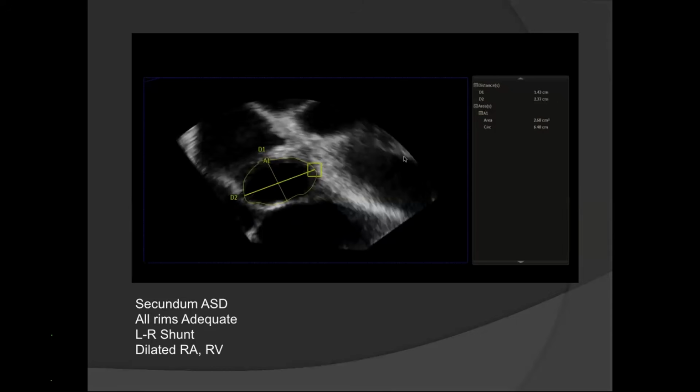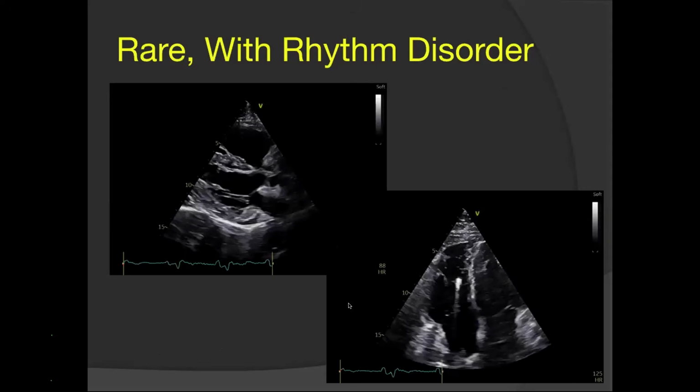Atrial septal defect size. By 3D echo, we can also measure the atrial defect size diameter and also the perimeter of the defect size. So it is helpful for the interventionist to decide about the device which can be put in. So the diagnosis would be in this case straightforward: secundum ASD, all rims adequate, left to right shunting, dilated RA, RV.